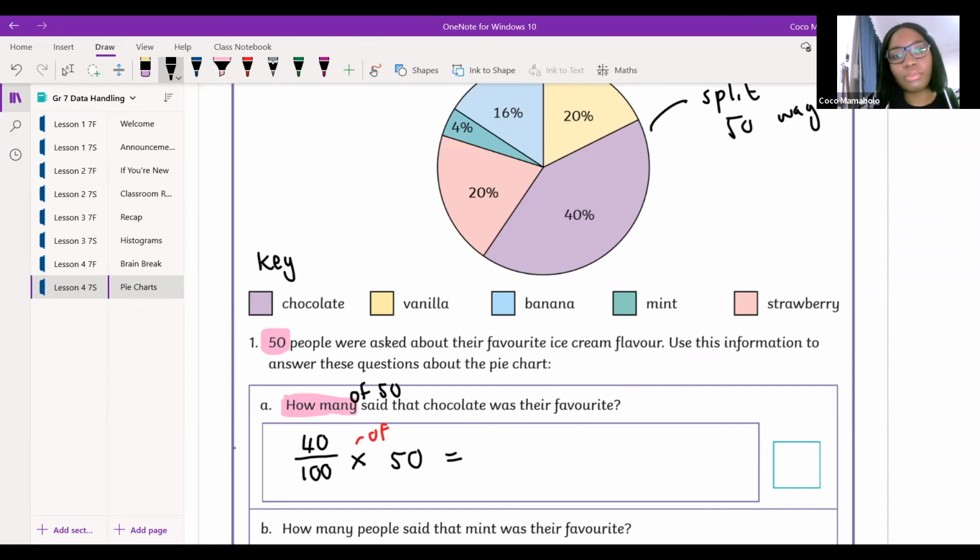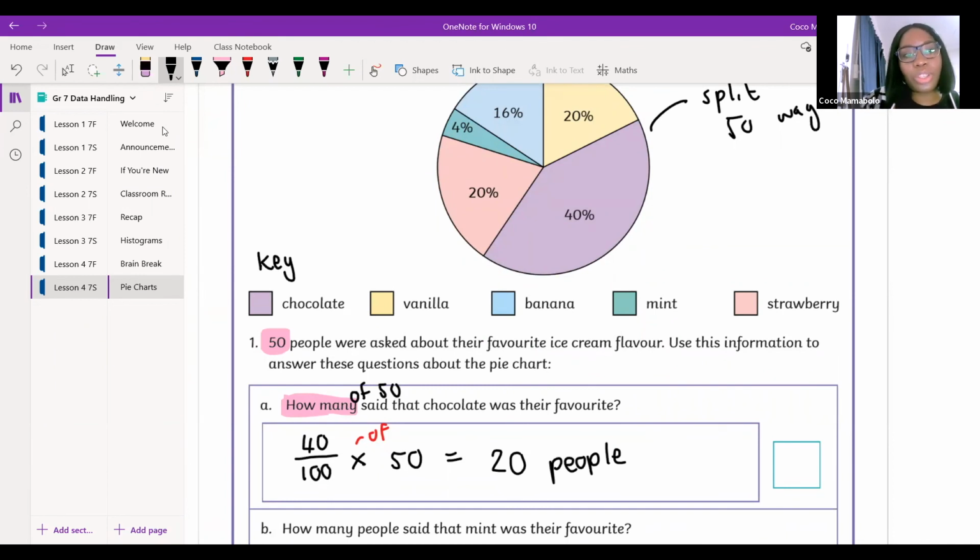So 40 over 100 times 50. Is the answer 20? It's 20. Excellent. You just need to punch it into your calculator. Say 20 people like chocolate. Okay, so that's how you do it. You just put it into your calculator exactly that. Excellent, Kanyiso. All right, Adam, let's do the next one together.